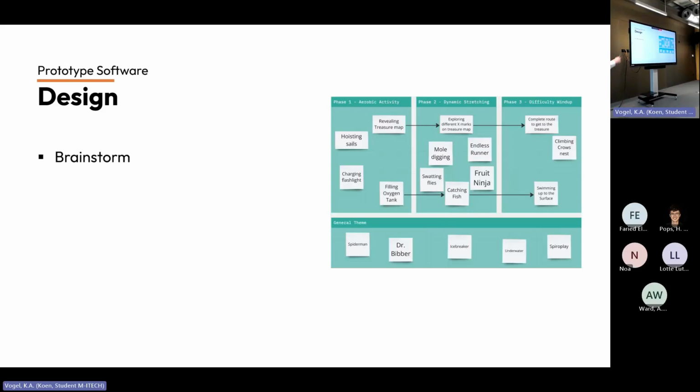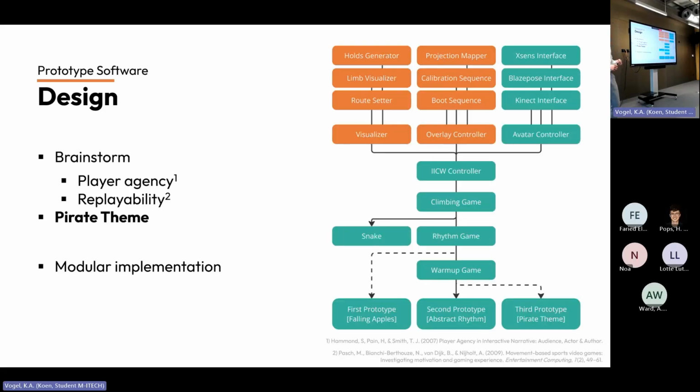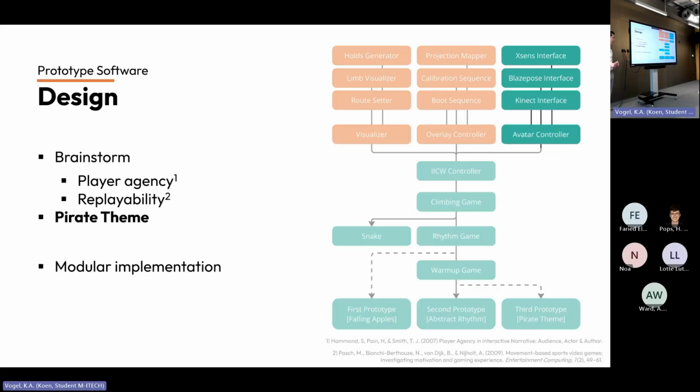For that, we've looked at the 3 phases and looked at what kind of game themes would fit best, with a focus on player agency, meaning having the player feel that they influence the outcome of the game, and having as much replayability as possible, so a scoring system to compare not just to yourself, but also others. In the end, we chose a wonderful pilot team. It is implemented really short into a 3D engine with a focus on modularity.